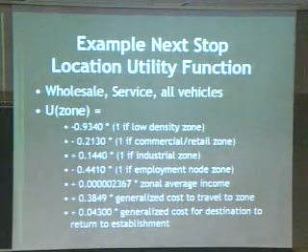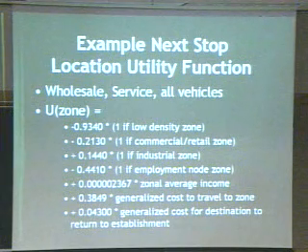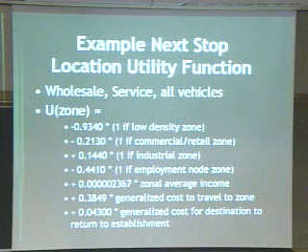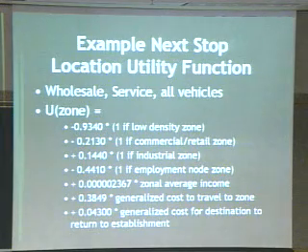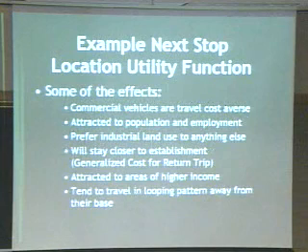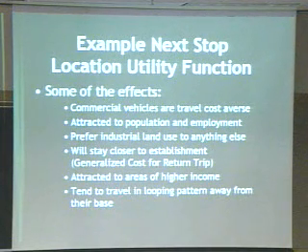I won't go through this in detail, but I actually number crunch through an example. This is for a wholesale tour, delivering services, all the different vehicle types included, that particular segment in those 13 segments that we looked at. And doing the calculation and just summarizing some of the different effects then we pick up on this location utility.